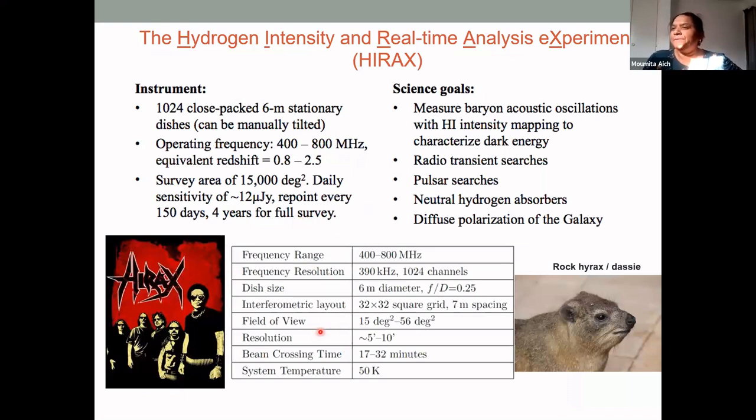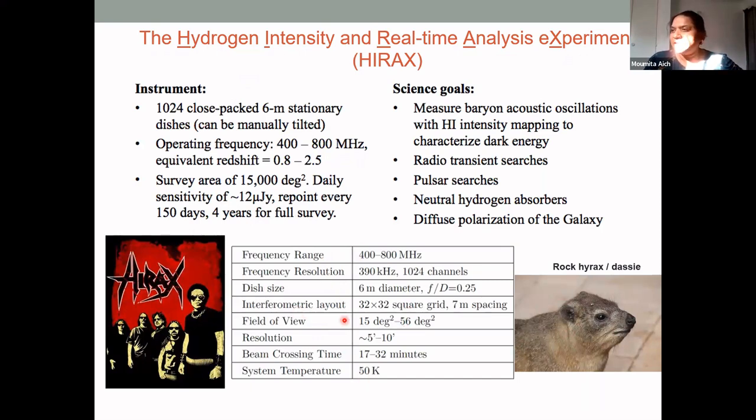HIRAX is a hydrogen intensity and real-time analysis experiment. It's also the name of a California punk rock band, but also a homonym of the rock daisies found everywhere in South Africa.